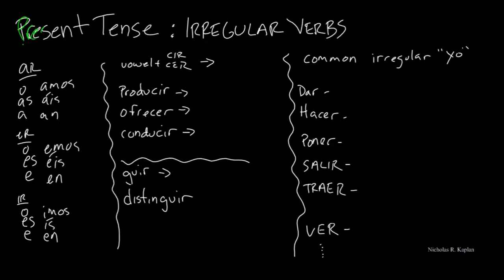So one of the things that you've probably noticed is that we have things called irregular verbs. And today what we're going to look at are irregular verbs in the present or the present indicative verb tense. Now just for a quick refresher, I have placed up the endings for the AR, the ER, and the IR verbs in the present tense, but we're not going to look at those today.